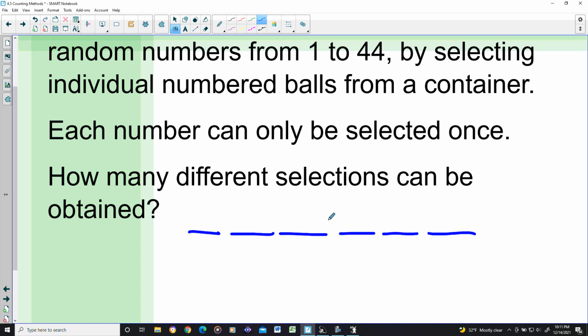Now, each one of these can be a different number, and they have to all be different, from 1 to 44. So how many outcomes are there? For the first one, we have 44 different outcomes. It could be any number from 1 to 44.